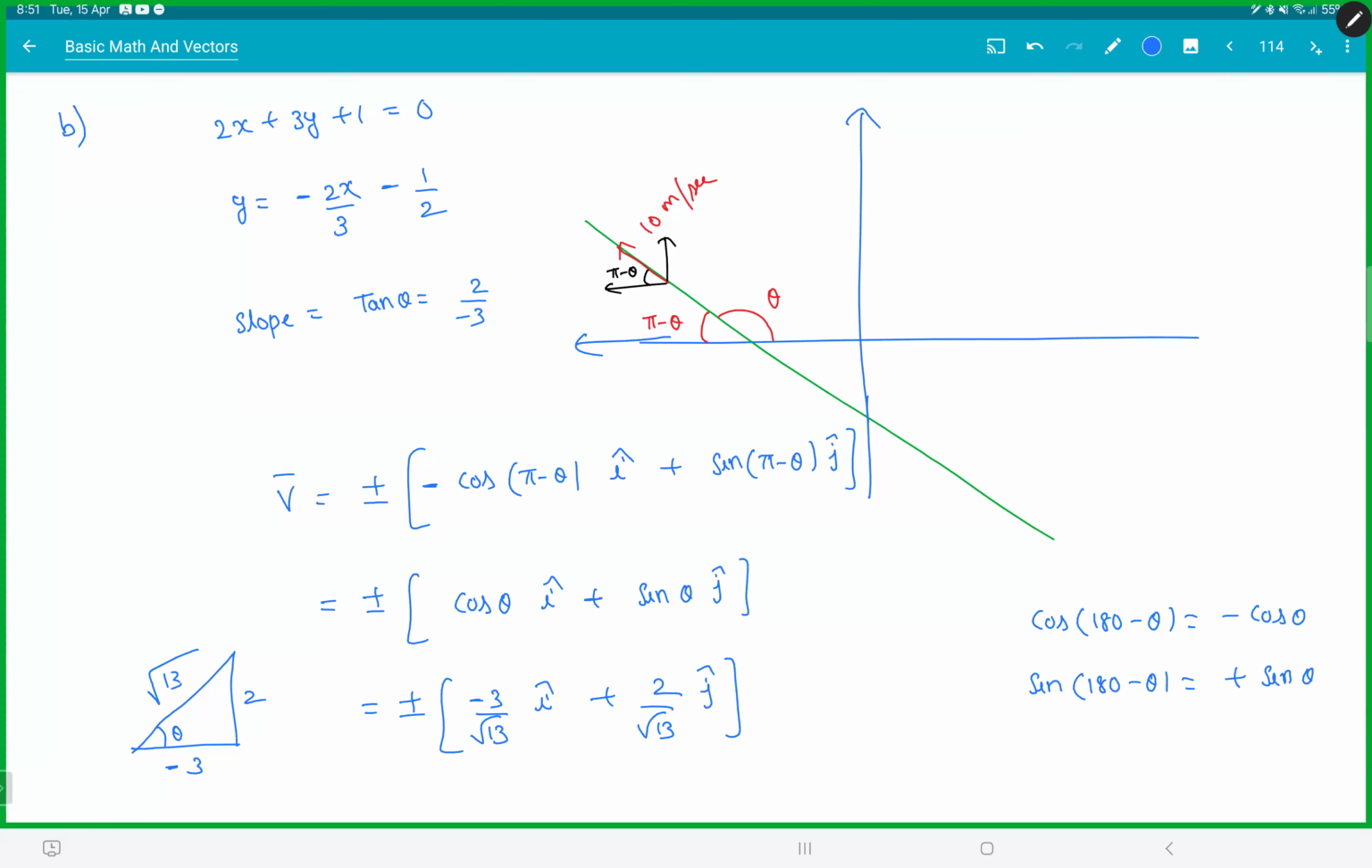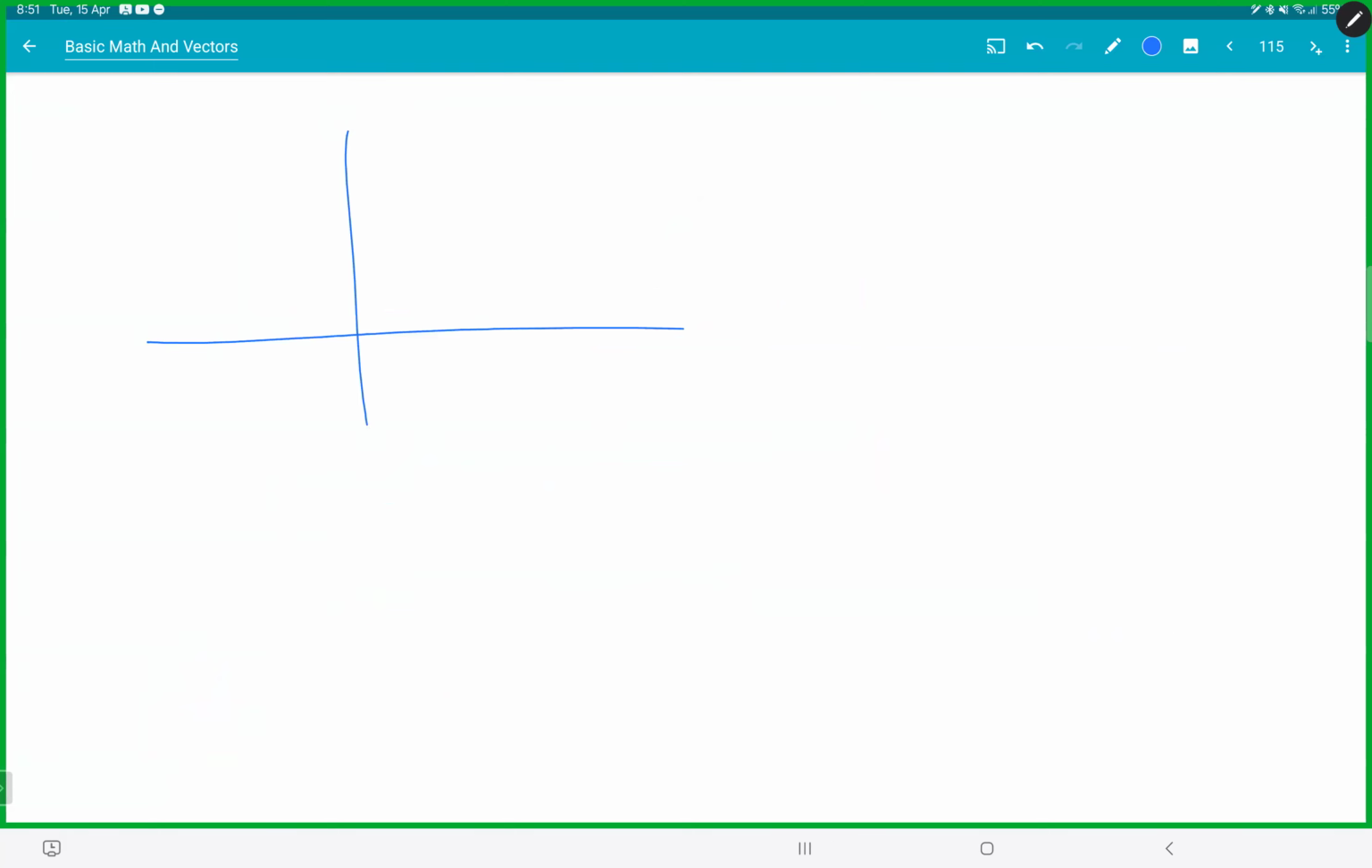Clear with this? This is a little pi minus theta and all that stuff. If you're confused, keep it simple. Just draw the line regularly. Don't worry about anything. So this is v, this is theta. So the velocity vector will be 10 times plus or minus cos theta i cap plus or minus sin theta j cap. And we know tan theta is equal to minus 2 by 3.